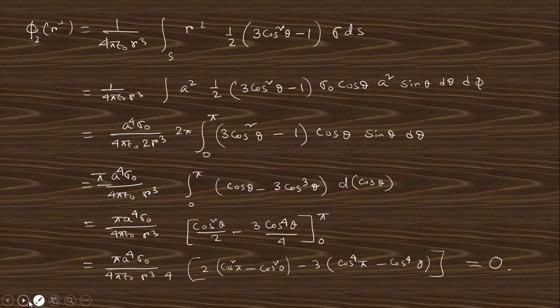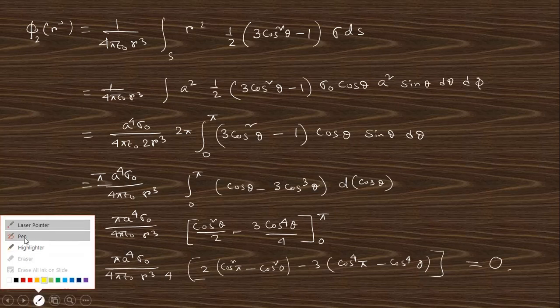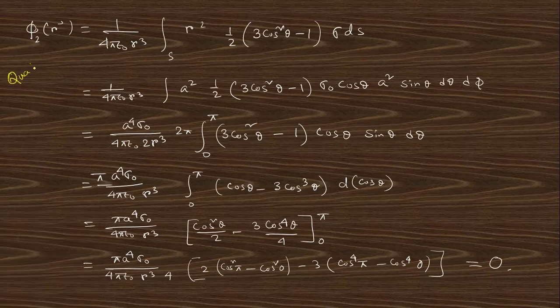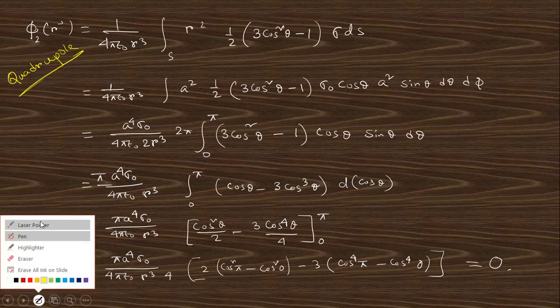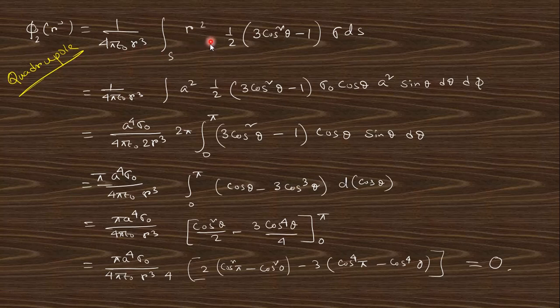And the quadrupole term says 1 by 4 pi epsilon naught r cube, r square, times 1 by 2 times 3 cos square theta minus 1, d sigma. Actually, this is for the source point where the charge is situated, and this is the field point. We need to use r prime, but I just use r. At the surface r equals a, so a square, and sigma equals sigma 0 cos theta, and ds is equal to a square sin theta d theta d phi.